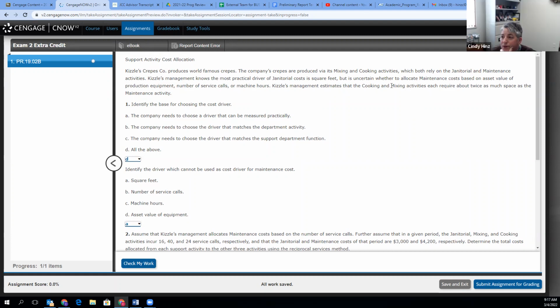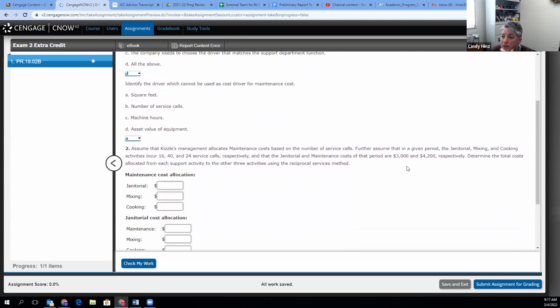Thank you. Good catch. So it tells us right here that I was just skimming and looking for actual numbers. So we'll be able to use the ratio that cooking and mixing are twice as much as maintenance. So we'll just use a 2 to 2 to 1 ratio, which actually keeps our numbers nice and small. Good catch.